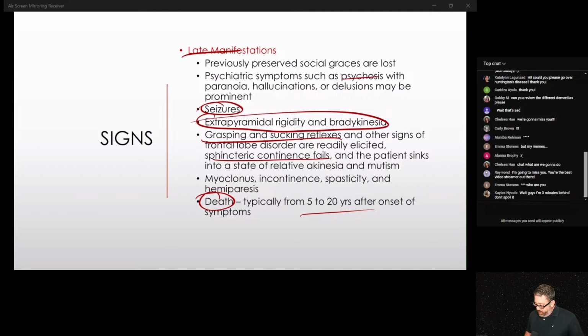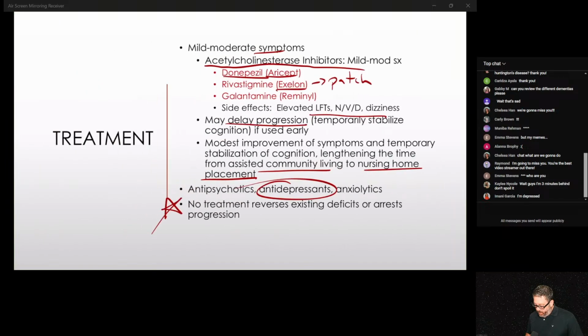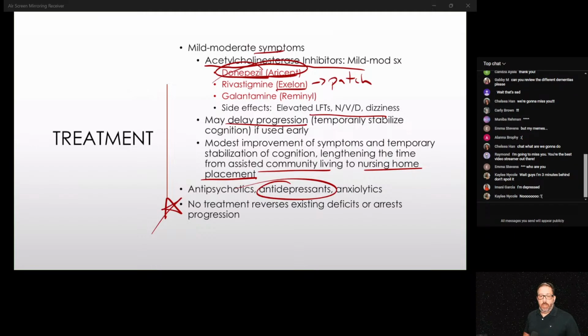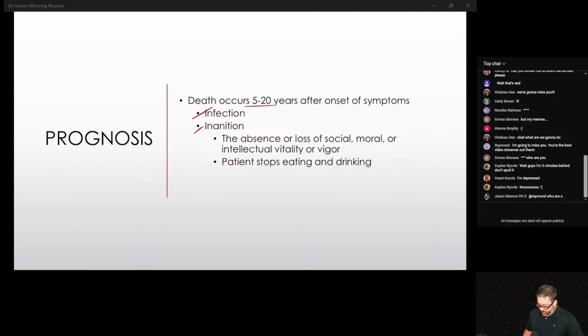Social graces are lost. Psychiatric issues, psych issues, extrapyramidal rigidity. Okay, so there's that trap symptoms again. Treatment, Aricept, donepezil, the big one. Exelon is a patch, which is good. Remember, side effects, always check LFTs before you start a lot of these drugs, and a CBC, just to make sure they're not dropping and causing any issues with those. Namenda is another one, but I mean, you know that stuff.